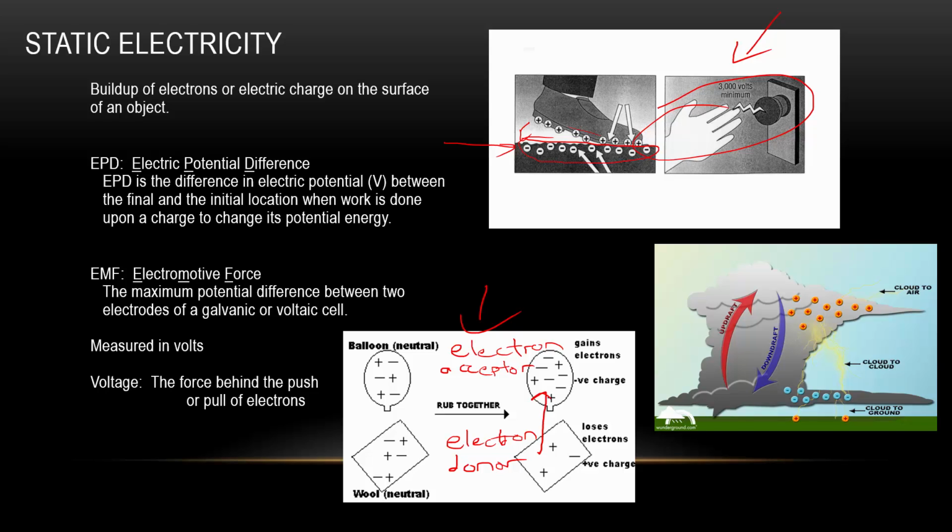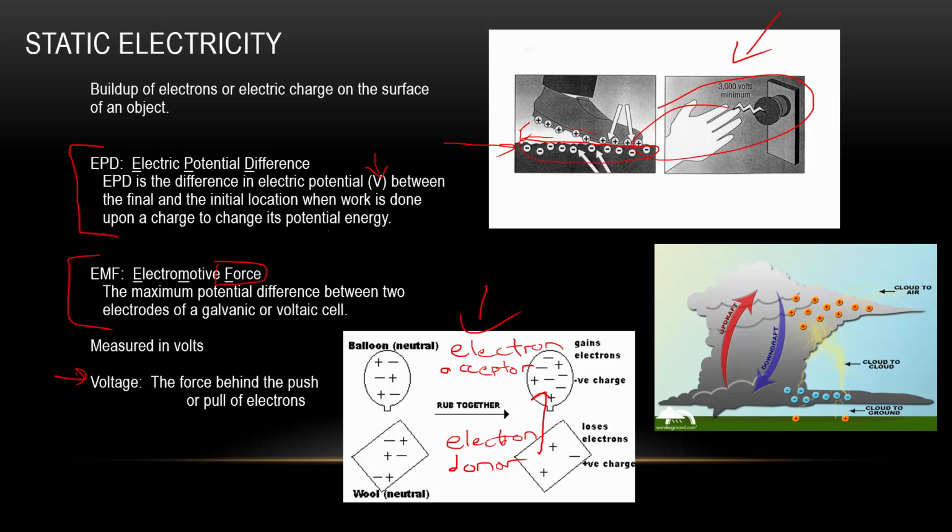On this slide, the two big things that you need to know, hands down, are electric potential difference and electromotive force. Force is the key word there. So EPD, electric potential difference. If you think logically, all that really means is that something is different, and it isn't different right now, but there's a potential there, and it has something to do with electricity. EPD is the difference in electric potential. V stands for volts, voltage, which we talk about down here, between the final and the initial location when work is done upon a charge to change its potential energy.